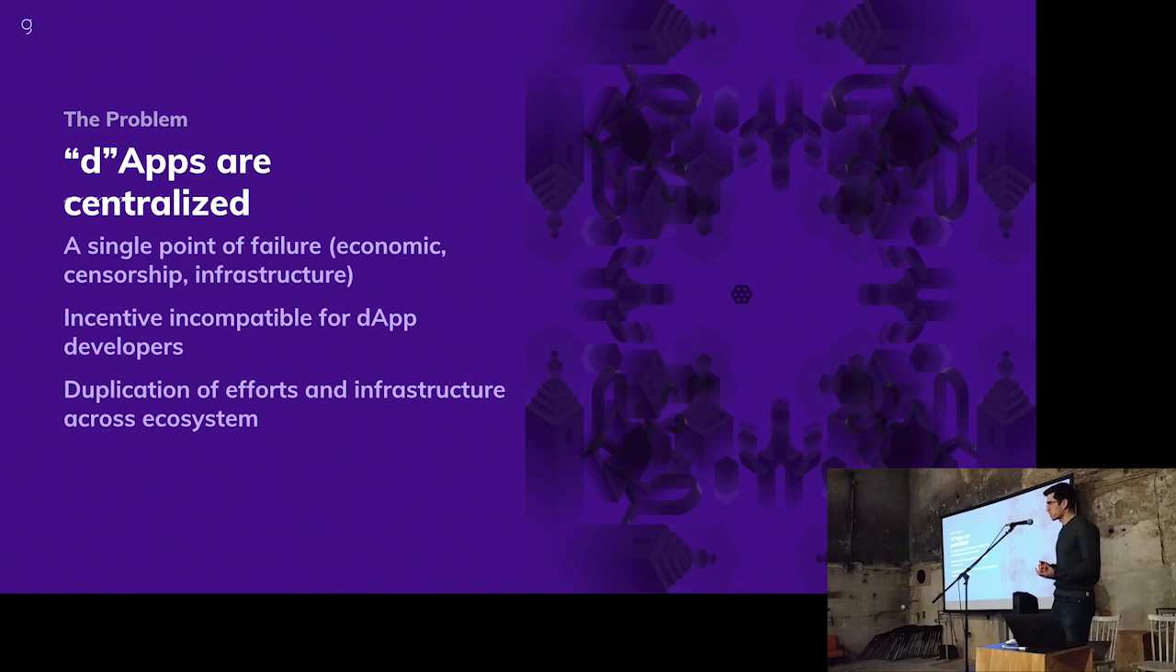It's creating single points of failure, both in terms of infrastructure, but also economics, right? If a business shuts down, then the app stops working. And it's incentive incompatible for a lot of developers and a lot of projects. A team like Augur doesn't want to pay for DevOps costs for the lifetime of the project. They want to be able to ship something usable to the community and then walk away once that protocol and that application is self-sustaining.